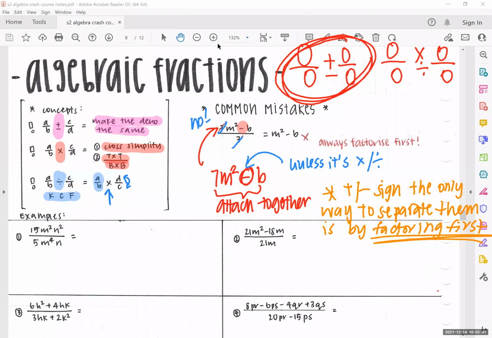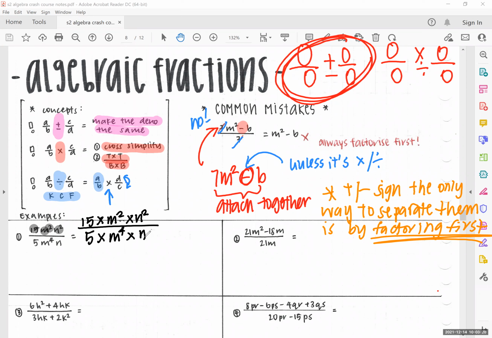Okay, so right now look here, guys. Very important. Are y'all ready? Are y'all looking? Can you see this is 15m squared n squared? What is between the 15 and the m squared? A lot of students do not know. Technically in exam, you don't need to write multiply, but because we are beginners, I'm going to teach you how to do it. So this is actually 15 times m squared times n squared over 5 times m to the power of 4 times n.